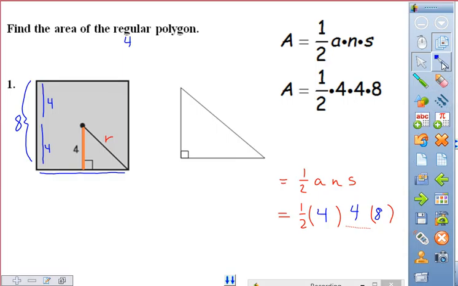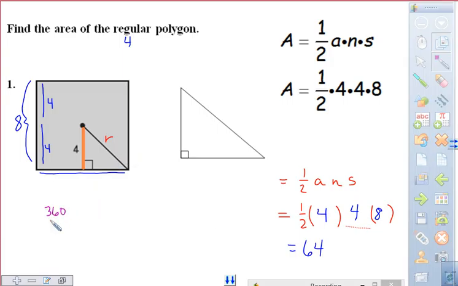So when I multiply all this out, half of 8 is 4, 4 times 4 is 16, 16 times 4 is 64. We could have done this without the formula as well. If we figured out this side was 8, we could use our special right triangle, figure out our central angle. 360 divided by number of sides is 90. So that means a central angle, for example, from here to here would be 90. So then half of that would be 45, which makes this a 45-degree triangle as well.